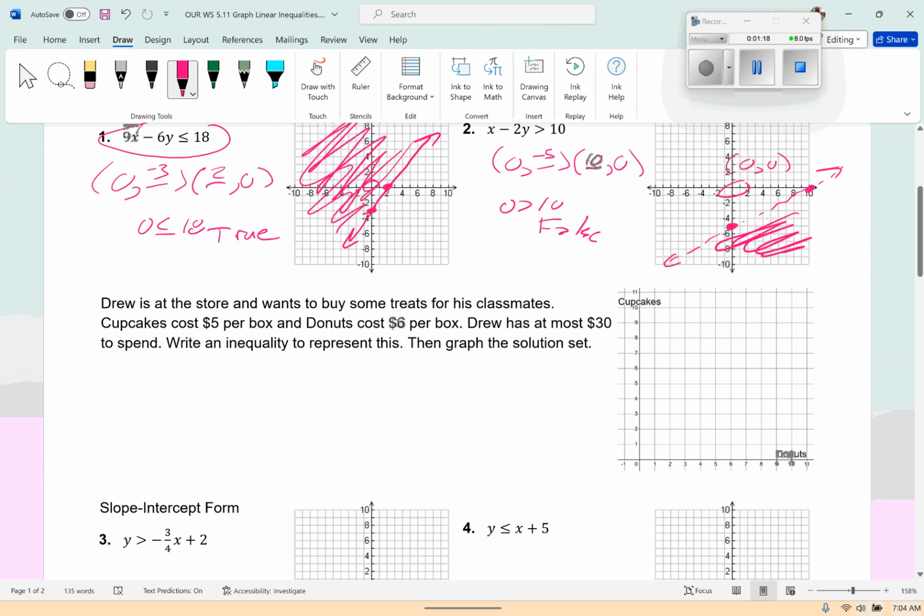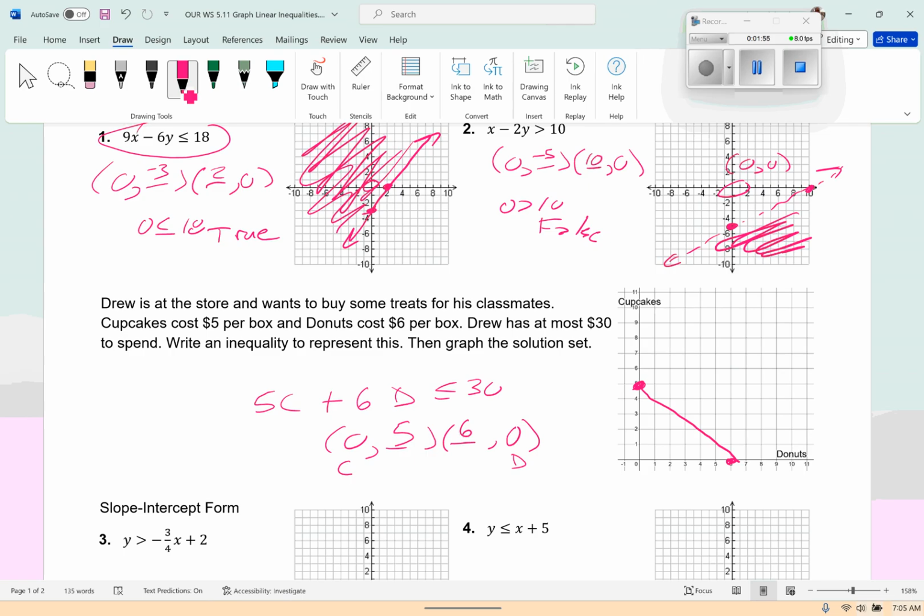We had done this one. This was $5 for cupcakes plus $6 for donuts is less than or equal to 30. So again, cover method, 0 comma blank, blank comma 0. And then we would basically say that that's a C value, and that's our D value. So that's going to be 0 comma 5, which is up here. And then this one is a D value, so that's going to be 6 comma 0, which is down here. It's going to be a solid line because we have less than or equal to.